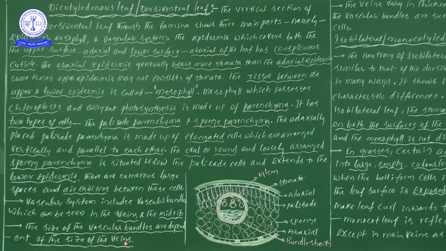Suppose the vein size is very small, then the vascular bundle size will automatically be very small. So once you listen to this, try to understand: the size of the vascular bundles depends on the size of the veins. One more time, the size of the vascular bundles depends on the size of the veins. If the veins are bigger, the vascular bundles are also bigger. If the vein size is small, the vascular bundle size will also be very small.